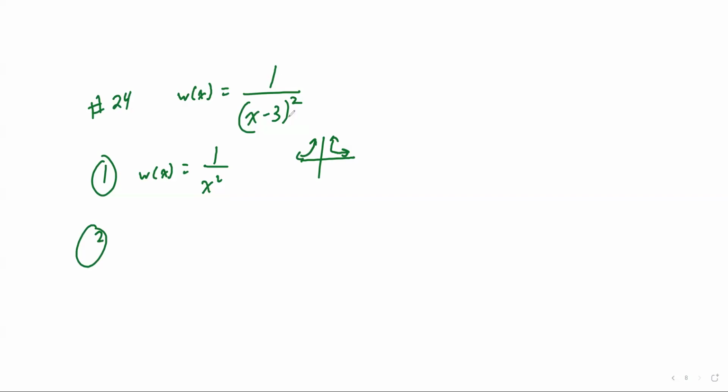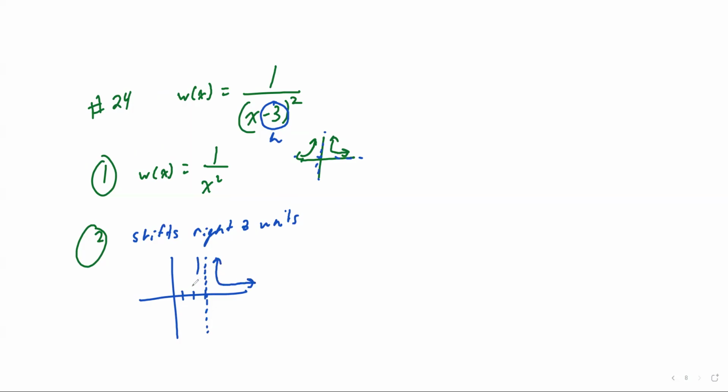This right here would be my H. So that means this shifts right 3 units. Again, if it's inside the function, it does the opposite. So it shifts right 3 units. So the only thing that's going to be changed on these asymptotes is this vertical asymptote. So I'm going to go right 1, 2, 3. And then the horizontal asymptote is going to stay the same. So therefore, my graphs will look something like this.